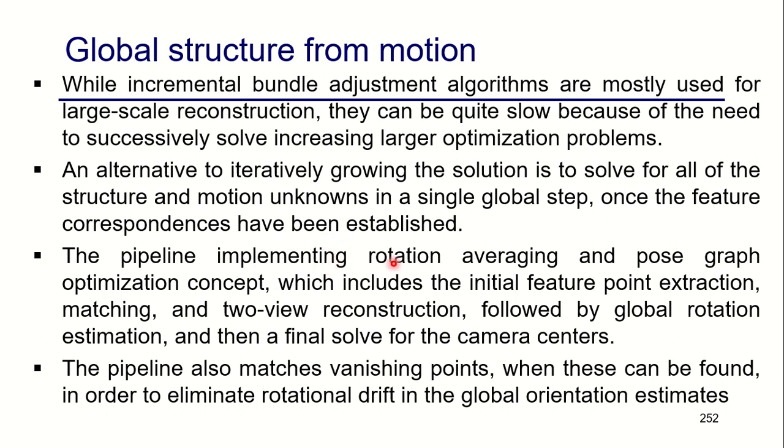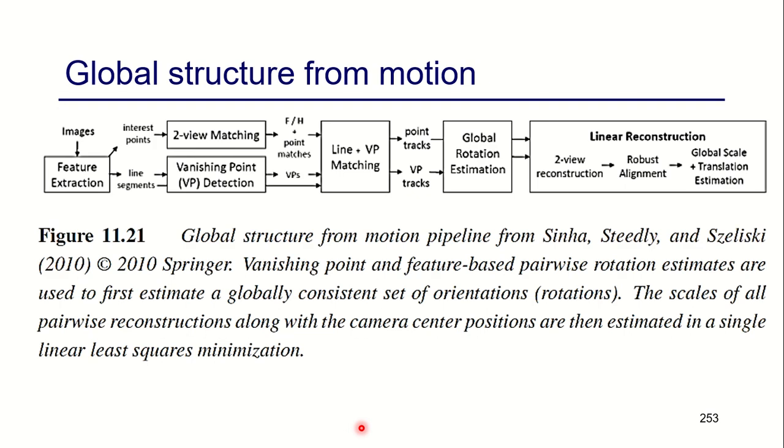The pipeline implementing rotation averaging and pose-graph optimization, which includes the initial feature point extraction, matching and two-view reconstruction, followed by global rotation estimation, and then a final solve for the camera centers. The pipeline also matches vanishing points when these can be found, in order to eliminate the rotational drift in the global orientation estimates. So this gives a block diagram for global structure from motion.